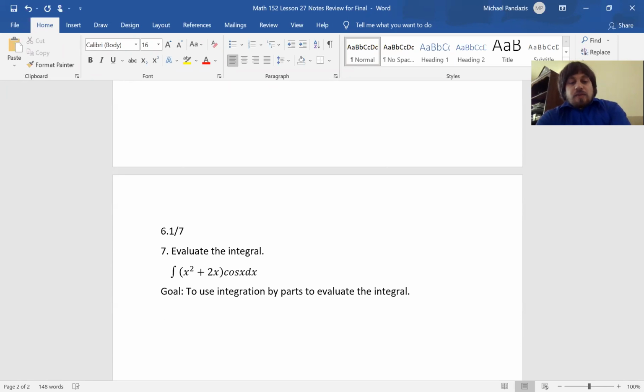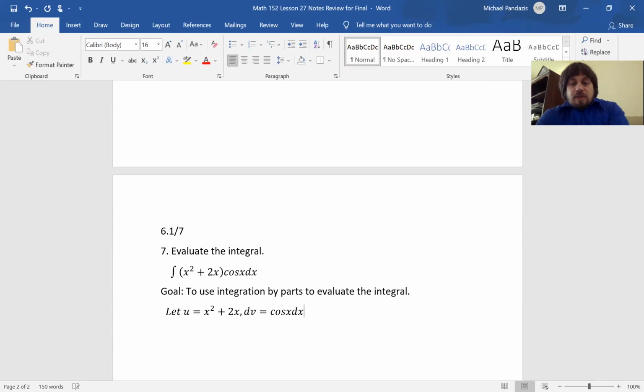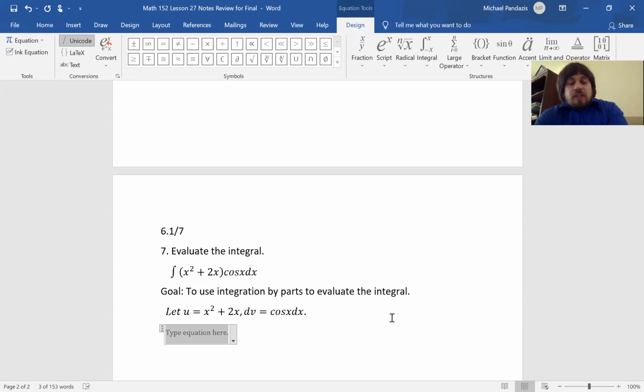Okay, so you have to let u be something and dv be something. I'm going to let u equal x squared plus 2x. I'm going to let dv equal cosine x dx. That's why, because you have to differentiate: if you differentiate x squared plus 2x, you make it simpler. And so the goal is to make this into a simpler integral. So du is equal to 2x plus 2 dx, and v is equal to the integral of cosine x dx, which is sine x.